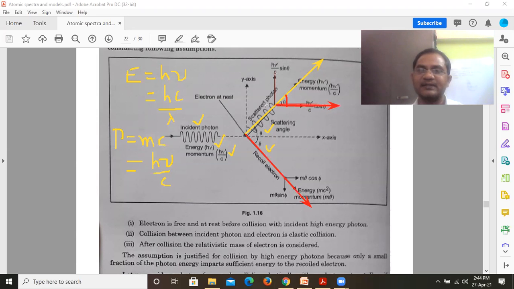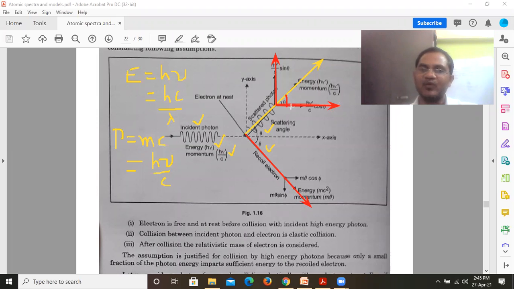This is the x-axis, and this is parallel to the y-axis. This angle is equal to theta. The scattered photon has momentum h nu dash by c and energy h nu dash. Are you following? Incident photon frequency nu, scattered photon frequency nu dash, so the frequency changes from nu to nu dash. Incident photon energy h nu, scattered photon energy h nu dash. So here energy is decreased, frequency decreased. The incident photon momentum is h nu by c, the scattered photon momentum h nu dash by c.